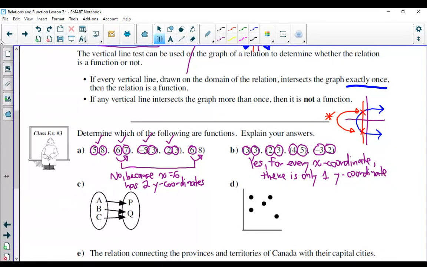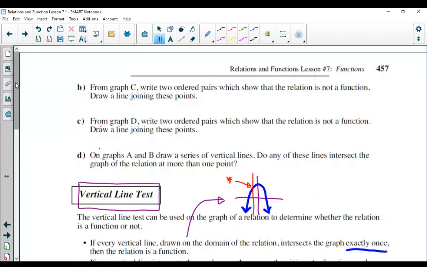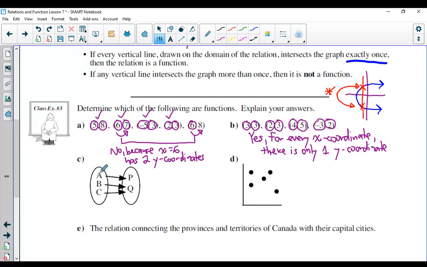C, mapping diagrams. Let's go back to our rule for a mapping diagram. If it's a function for a mapping diagram, it means only one arrow can leave each element in the domain. So for A, this is the domain, this is the range. Does only one arrow leave A? Yes. Does only one arrow leave B? Yes. Does only one arrow leave C? Yes. As long as only one arrow leaves every single element in the domain, even if they both go to the same y coordinate, it still is a function.